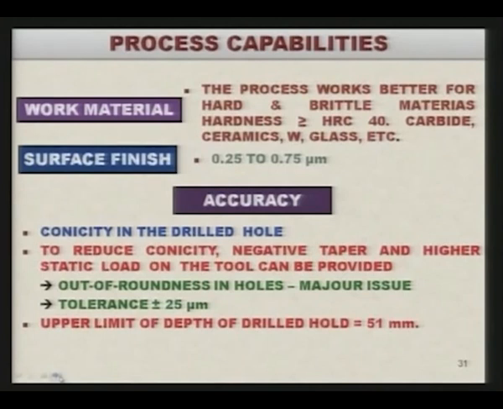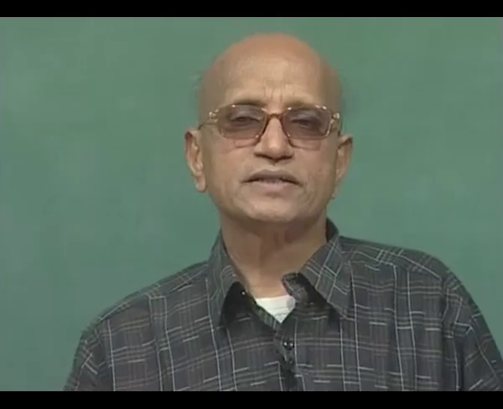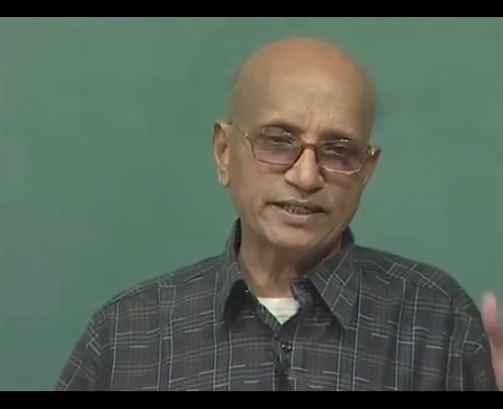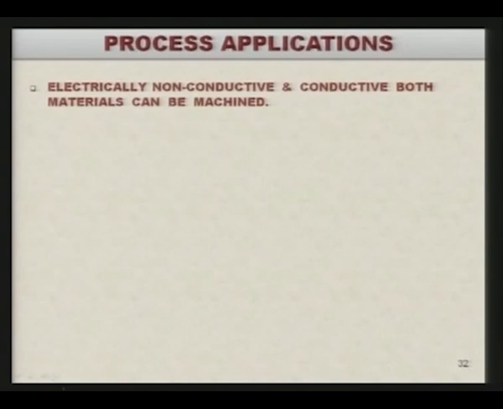Upper limit of depth of drilled hole is normally 51 millimeter, but in very special cases people have gone up to 120 millimeter as the depth of penetration, but you require very special kind of slurry pumping devices, so that they can penetrate deeply inside. Aspect ratio that has been obtained is normally 40:1. Process applications.